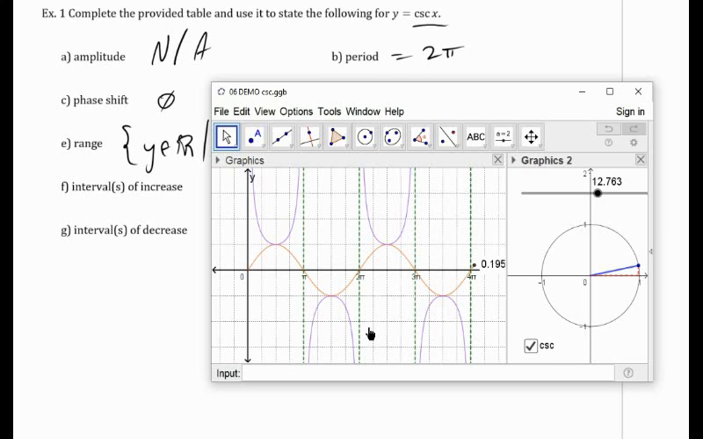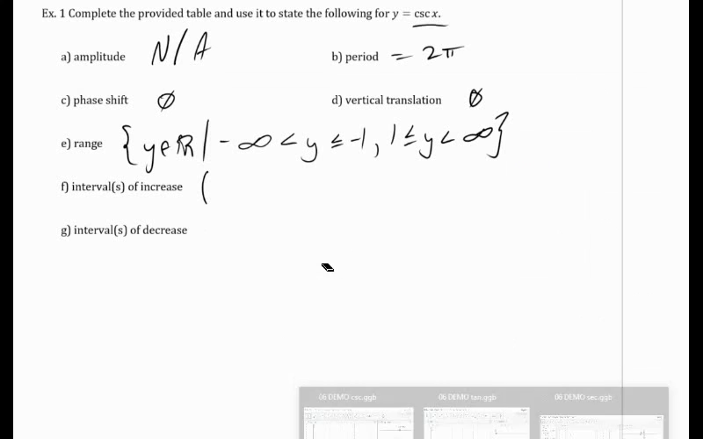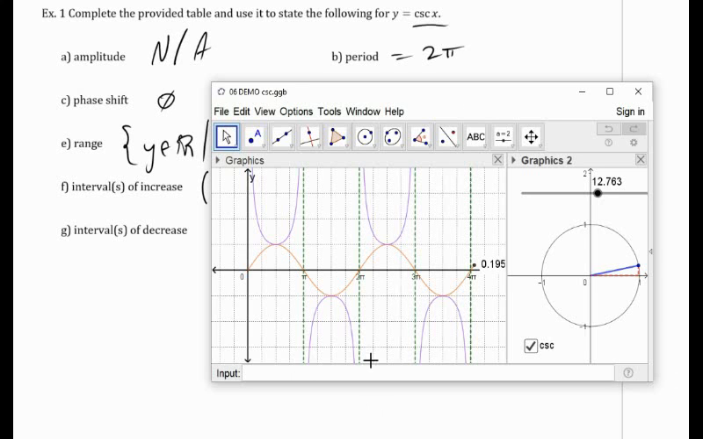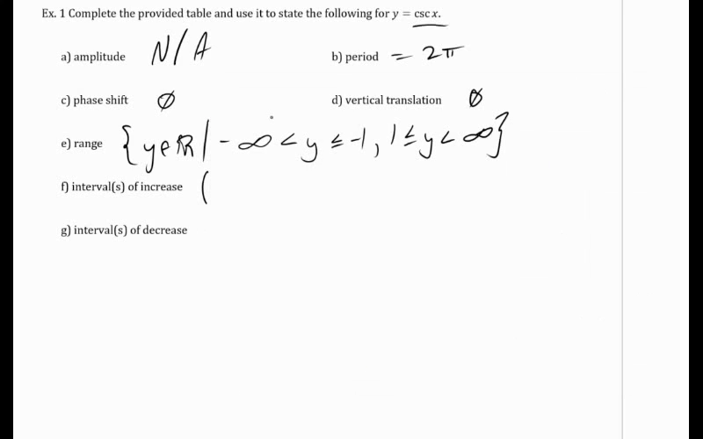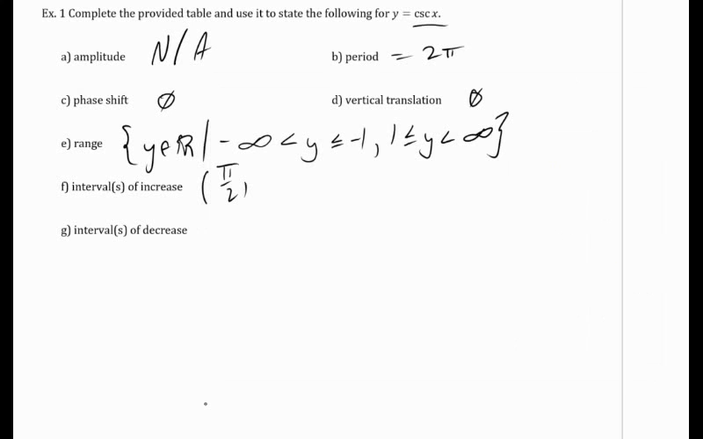Increasing. It starts increasing at 1, but it's not increasing at 1. So we would say in interval notation, this would look like this. 1, 2, sorry, not 1. That's its y value. What's the x value there? Pi by 2. So from pi by 2 to pi, bring that back up, to pi, okay? And it doesn't include pi either because it doesn't exist at pi.